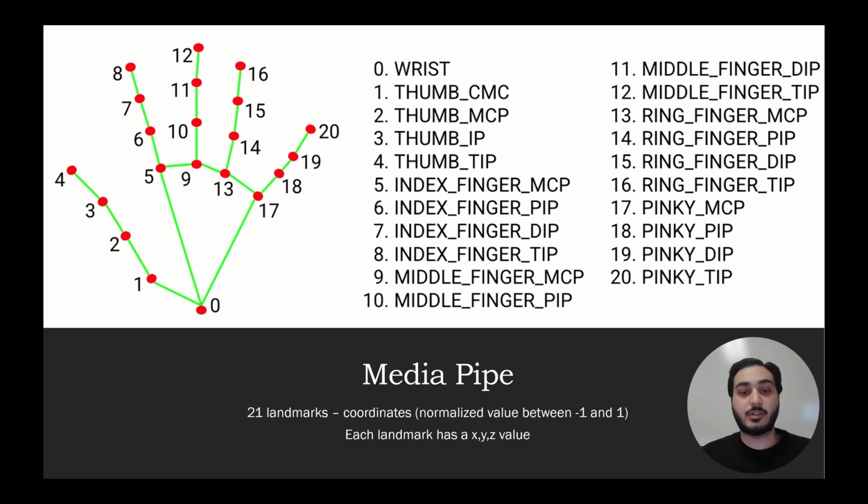As a brief overview, with Mediapipe, we have 21 landmarks using hand gesture recognition. These landmarks have a normalized value between -1 and 1 by looking at the wrist coordinate, the XYZ coordinate of landmark 0, and comparing it to all the other landmarks with all their respective XYZ coordinates.